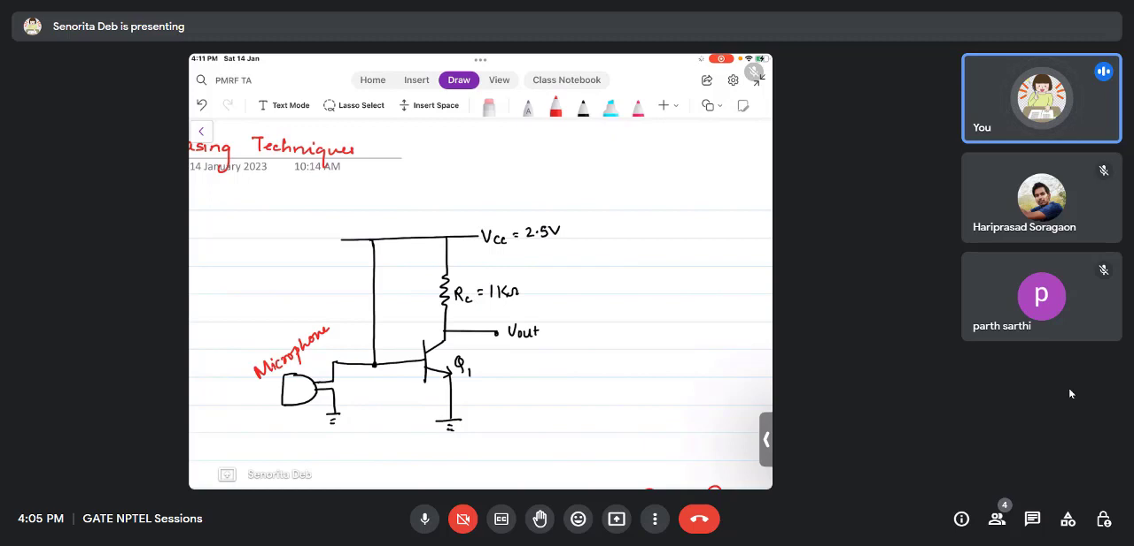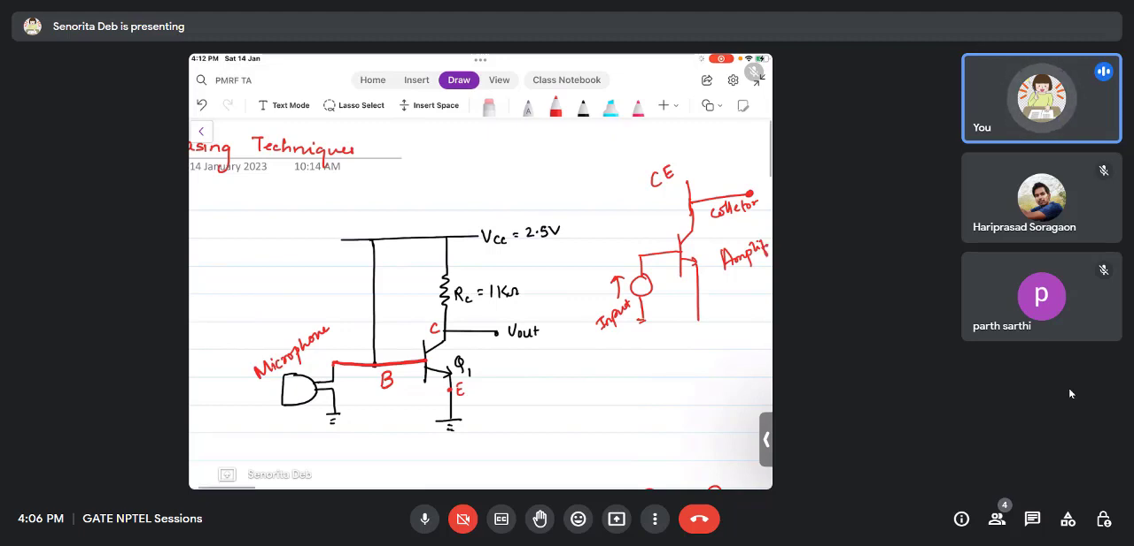So how is it normally done? If I simply take a microphone and connect it to the BJT base. Why base? I'm giving a quick summary, because I have covered all these things already. Normally, if you want amplification in the active region, you have to use the common emitter configuration, in which the input is given to the base and output is taken from the collector, so that you get an amplified output.